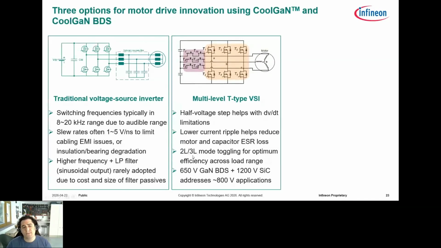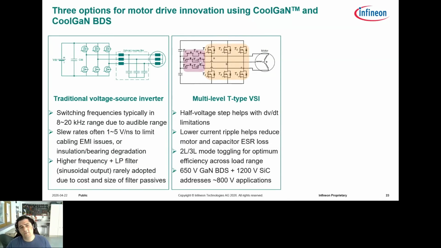You also have the option to toggle between 2-level and 3-level mode, meaning you can just turn off all these bidirectional switches. Or in this case, what I'm showing you here are back-to-back MOSFETs, but you can use your imagination that this could be bidirectional switches here. If you turn them off, you can operate it just as a normal 2-level VSI. This gives you a little bit more room to optimize for efficiency over the full load range. Certain load points you're going to want to run as a traditional 2-level. Other load points, maybe you want to engage the BDS stage and switch with 3 levels.